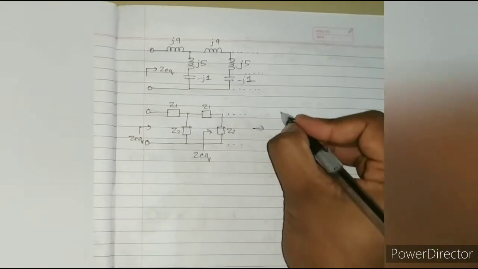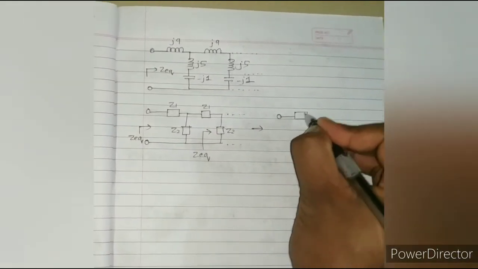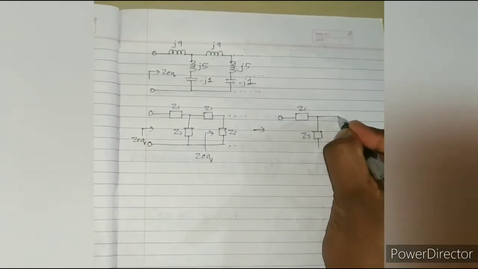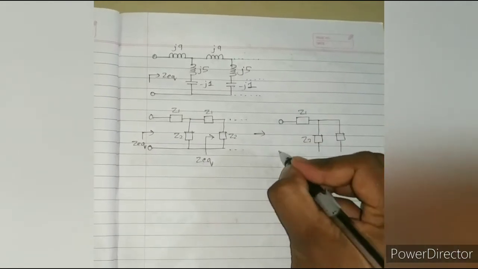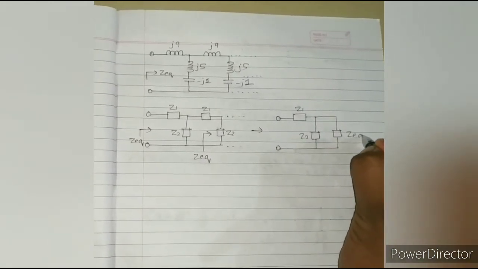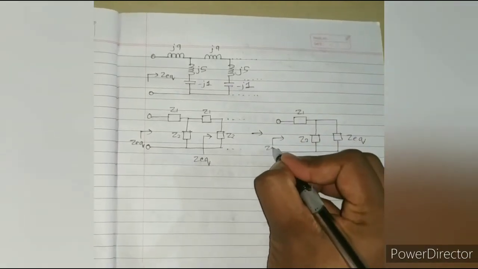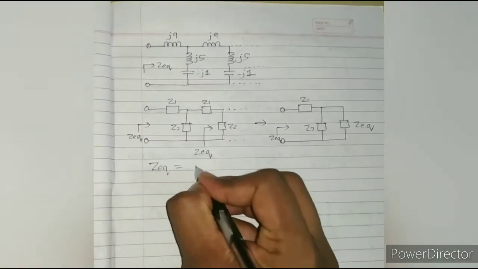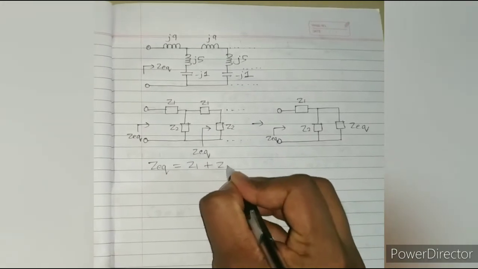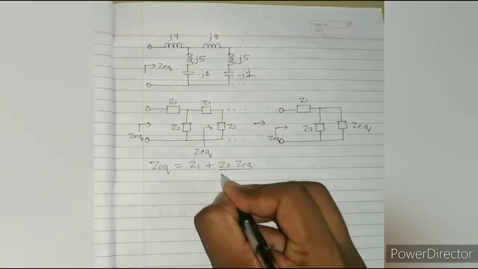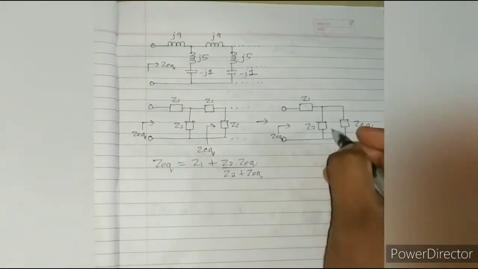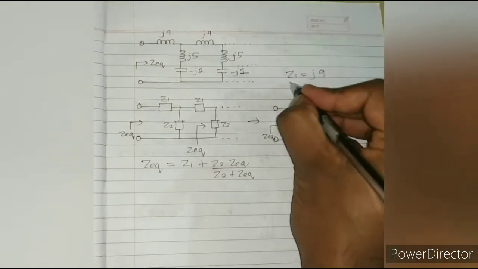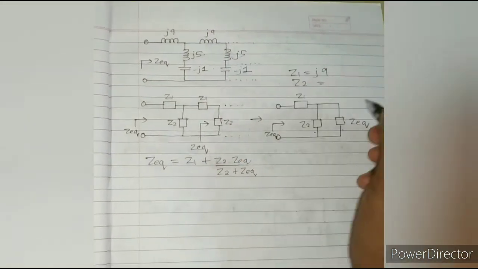So the circuit modifies to Z1. This parallel will be Z2 in parallel with Z equivalent. And this is over here Z equivalent. Now Z equivalent is Z1 plus Z2 into Z equivalent upon Z2 plus Z equivalent, taking the parallel combination of Z2 and Z equivalent, where Z1 is J9 and Z2 is J5 minus J1, that is J4.